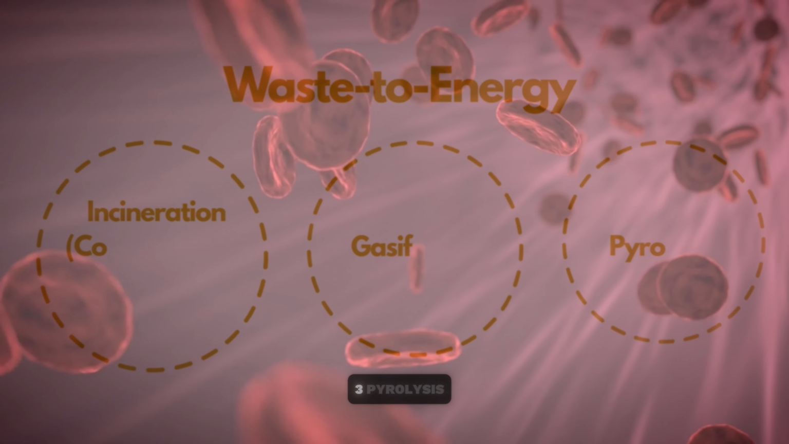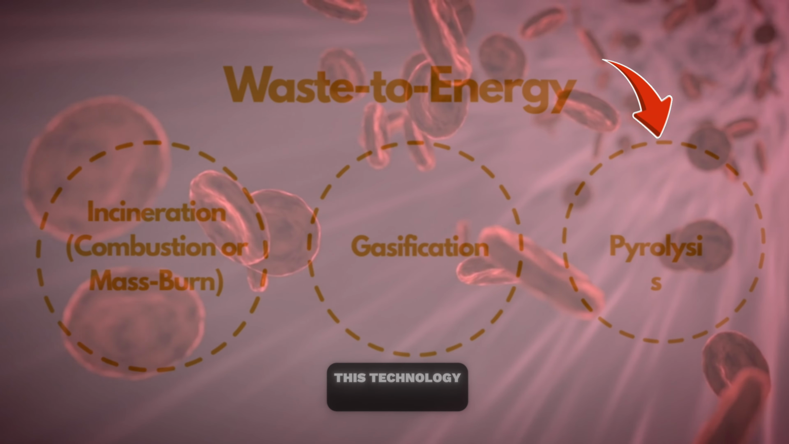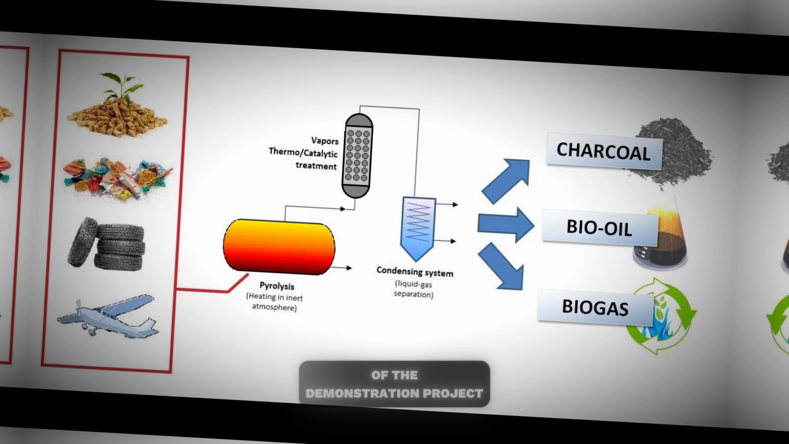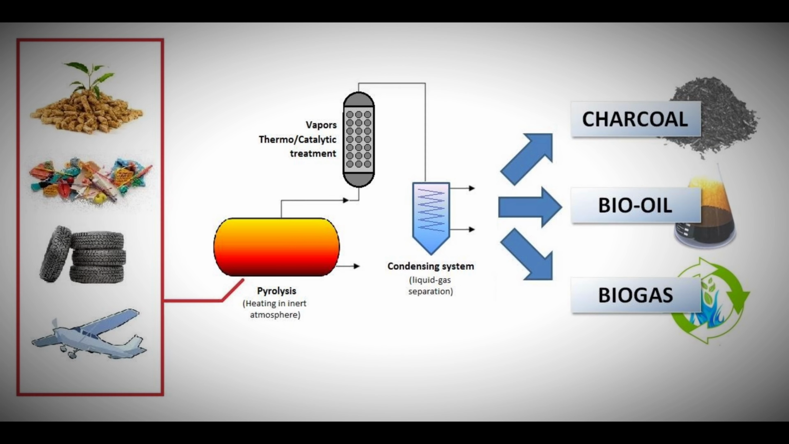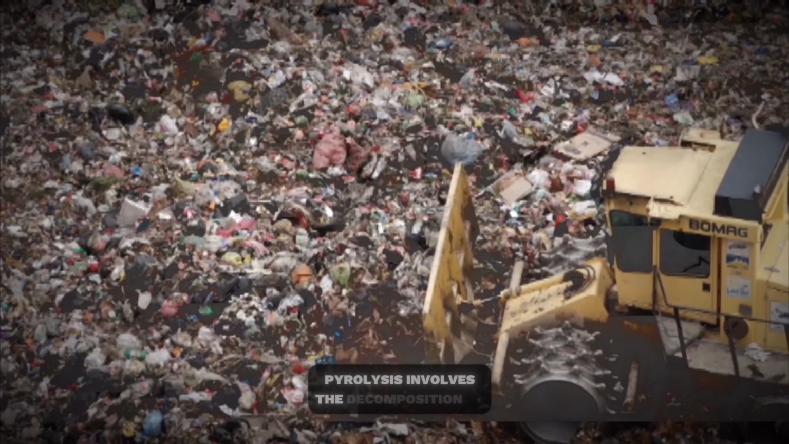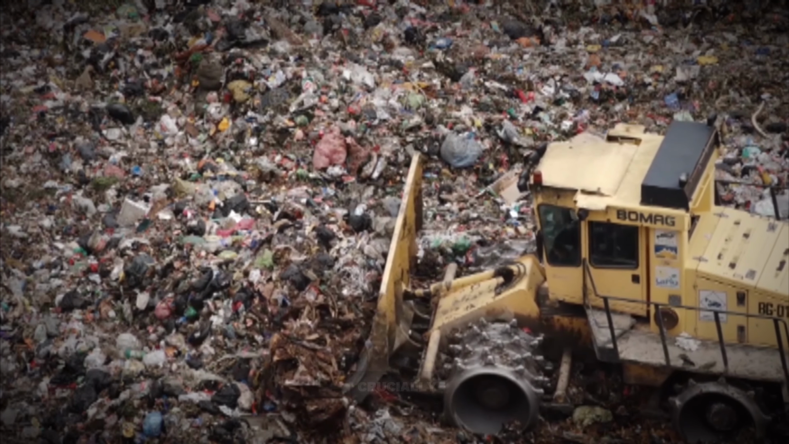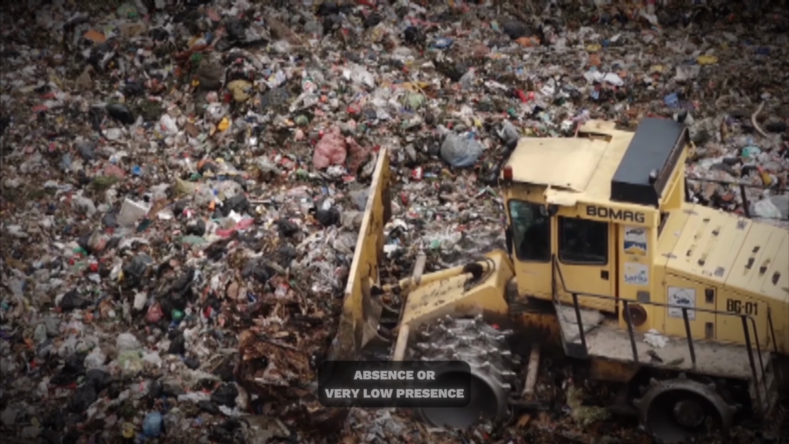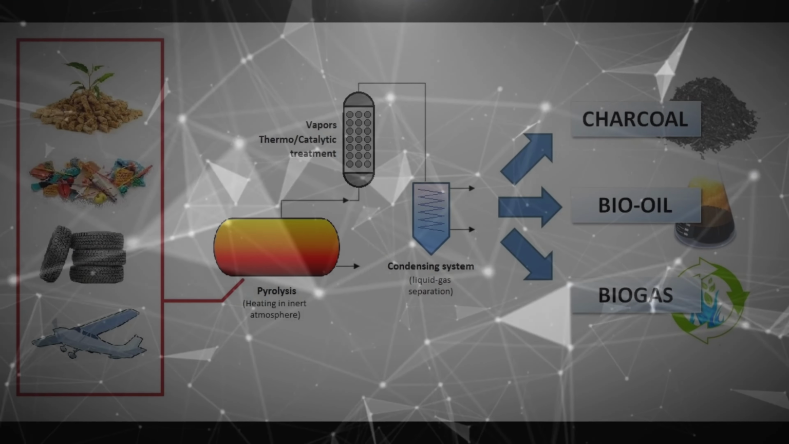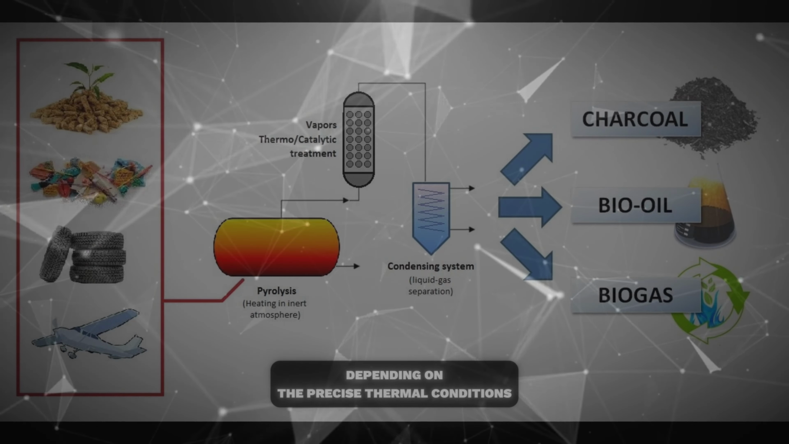3. Pyrolysis. This technology forms the basis of the demonstration project we will examine today. Pyrolysis involves the decomposition of waste solely by heat. Crucially, this process occurs in the absence or very low presence of oxygen. Depending on the precise thermal conditions, pyrolysis produces three main product streams: pyrolysis oil or bio-oil, char, and gases.